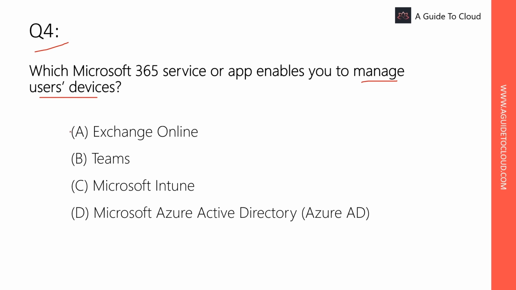So is it Exchange Online? Definitely not. Exchange Online is an online version of your email calendar solution. Teams is a hub of teamwork where you can use for chatting, instant messaging, your videos, audio conference, etc. Is it Microsoft Intune? Absolutely right. You can use Intune to manage your users, devices, and apps as well. So Intune is the right answer.